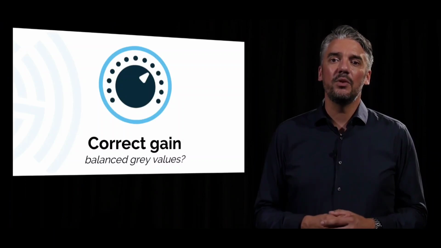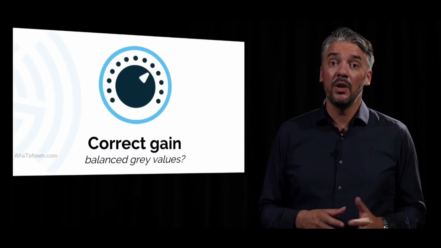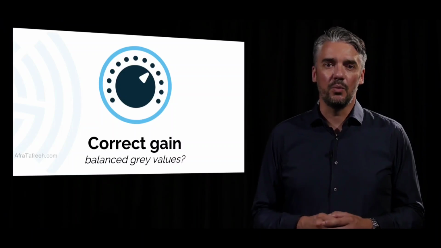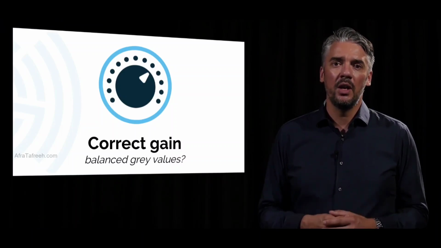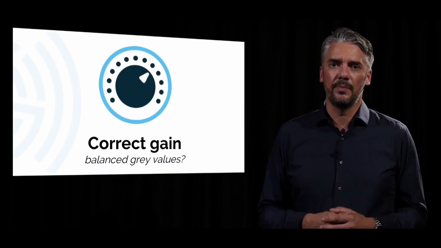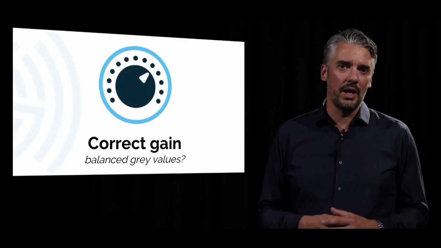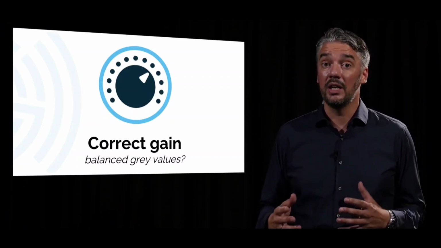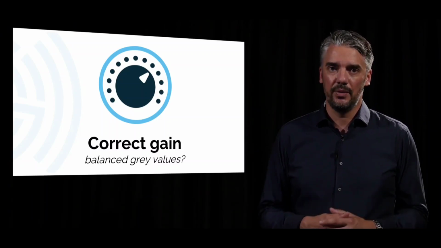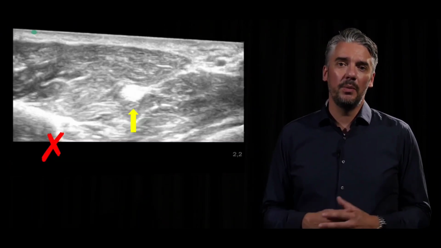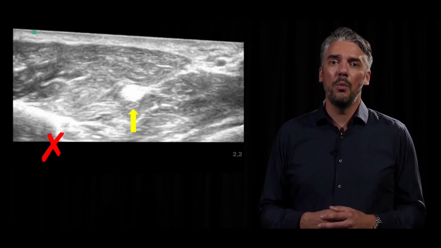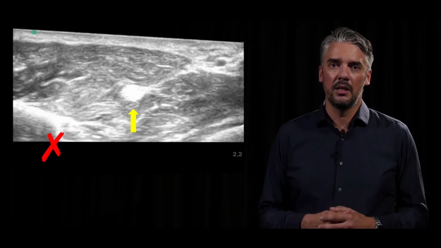The gain increases or decreases the brightness of the image. The gain is typically set to provide the right contrast between the tissues being observed. This is often a matter of preference, but extreme values of high or low gain should generally be avoided. This image shows a scan of the transverse pollicis longus tendon with almost 100% gain.